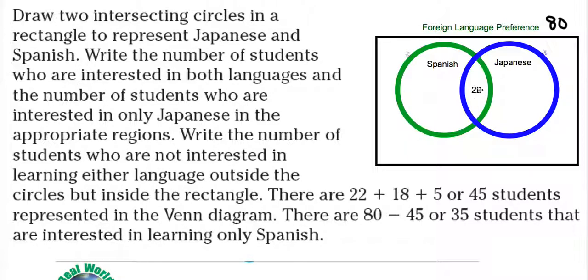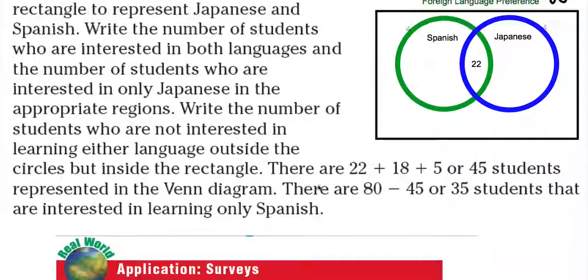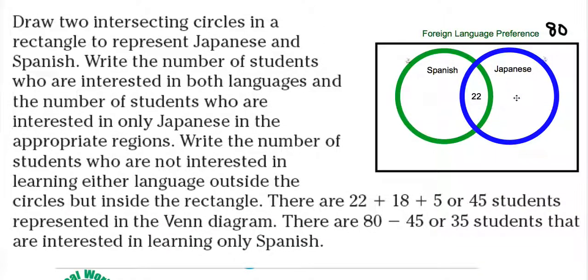And the next one is, write the number of students who are interested in Japanese only. The number of students who are interested in Japanese only is 18. 18 expressed interest in Japanese only, so I will put 18 in the Japanese only circle.